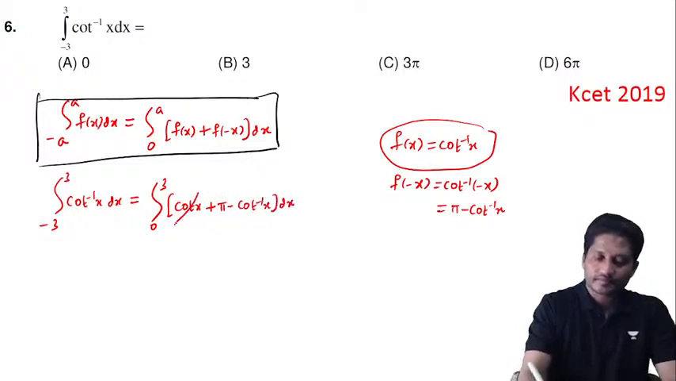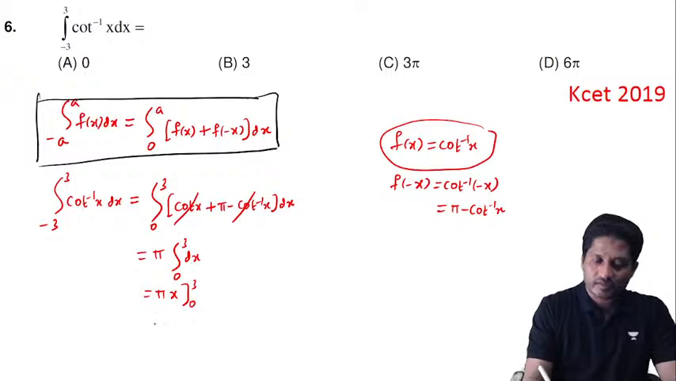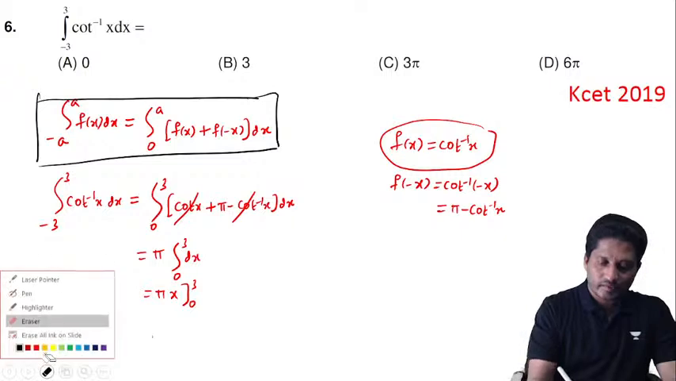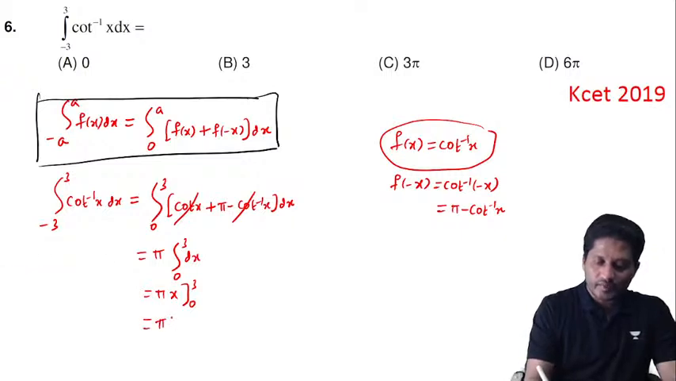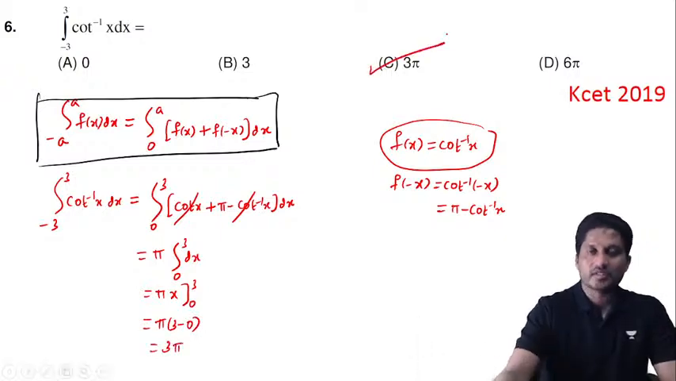This will cancel. Pi is a constant, I'll take out. This is 0 to 3 and then you get dx. Integration of dx is x, between the limits 0 to 3. So this is pi into upper limit 3, lower limit 0. I'll get the answer as 3 pi. Right, answer is option C. Let's move to the next question.